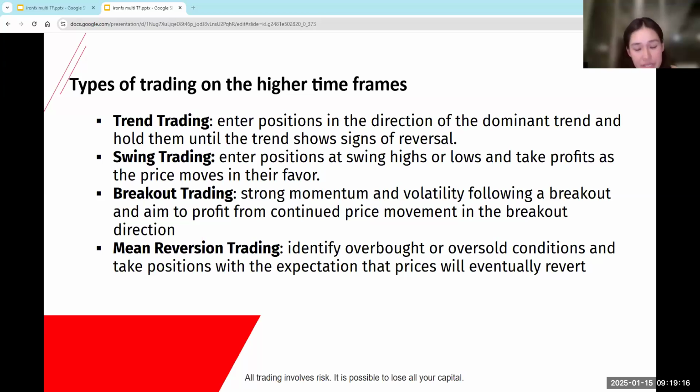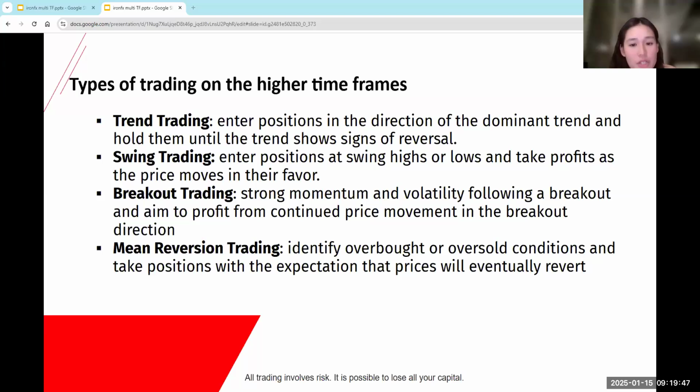Next is swing trading. Swing trading refers to capturing shorter term price swings within a larger trend. You aim to enter positions at swing highs or lows and take the profits as price moves in your favor. This strategy typically involves holding positions for several days to weeks, taking advantage of price oscillations. So this works better for longer term trading.